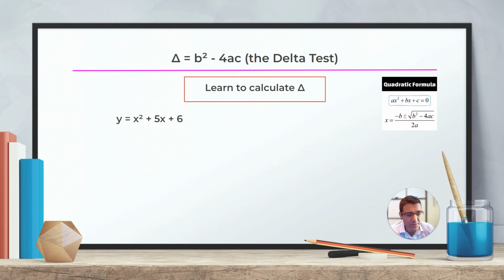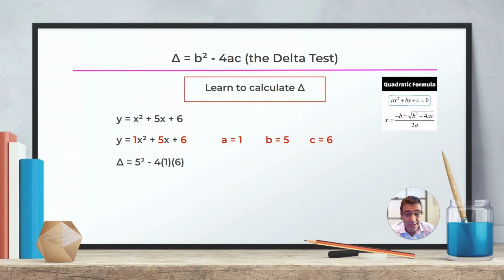So let's look at this first case. y equals x squared plus 5x plus 6. Remember how to identify the coefficients. It's 1x squared, 5x's, and 6. So the a value is 1, the b value is 5, the c value is 6. And so these are good. Now we need to do b squared minus 4ac. So b squared will be 5 squared. 5 squared is going to be 25.